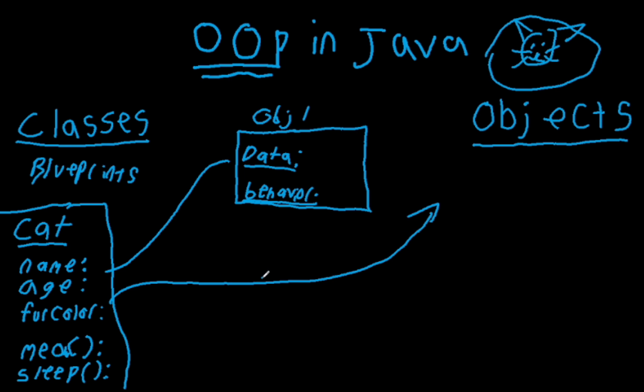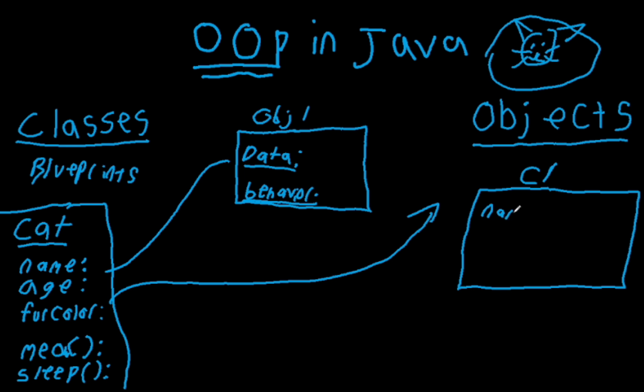So now getting on to objects, all objects are instances of these classes. You could think of it as the actual cat. So we have our cat class. This is our blueprint to create a cat, but it's not a cat. Our object is going to be our actual cat. So let's create an object here. We'll call it C1. So C1, remember, we created a blueprint. It says our cats are going to have name, age, and fur color. So C1 is going to have a name, an age, and a fur color.